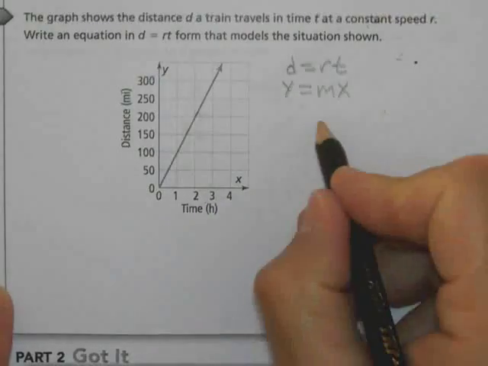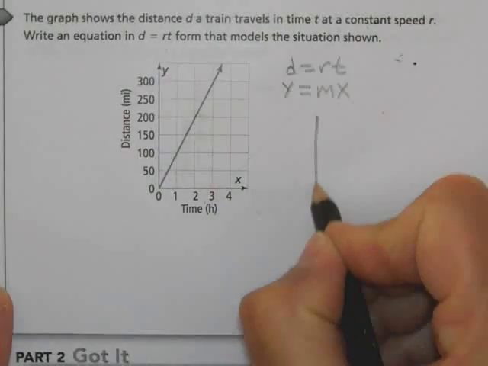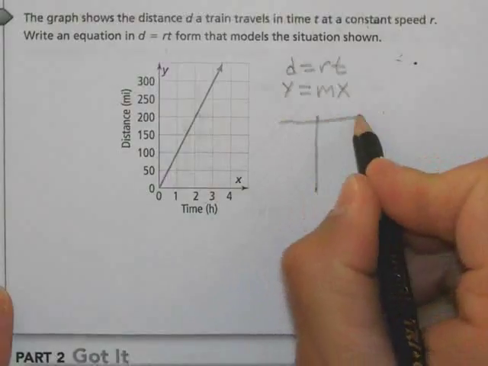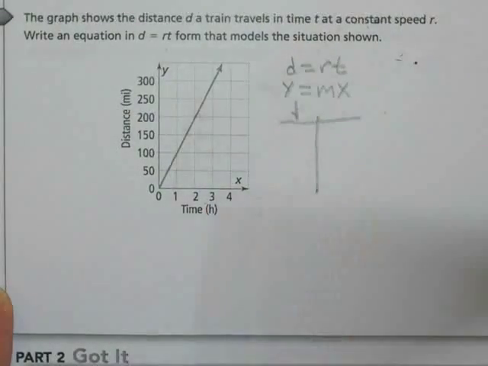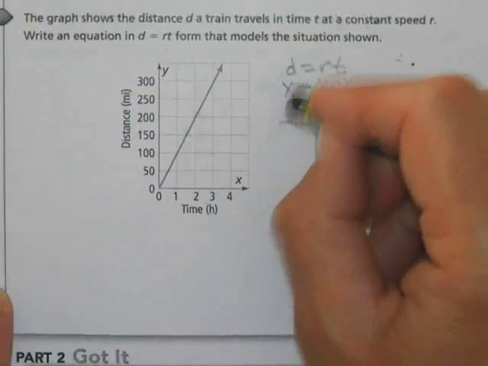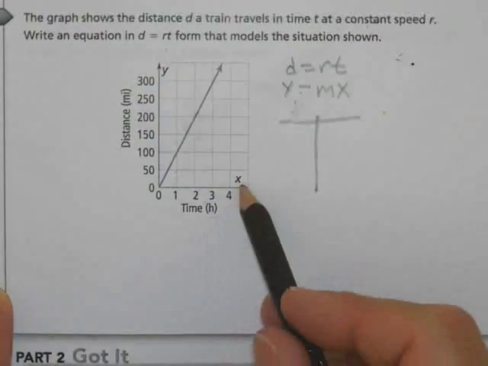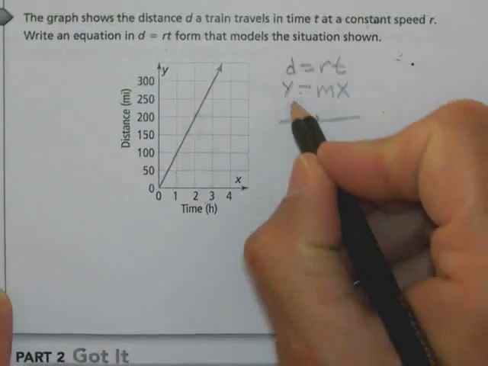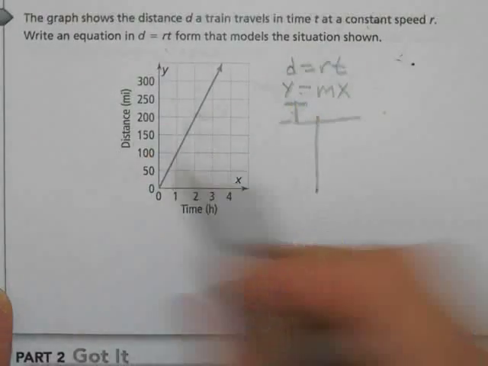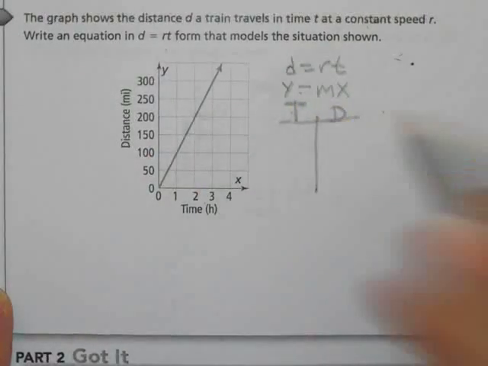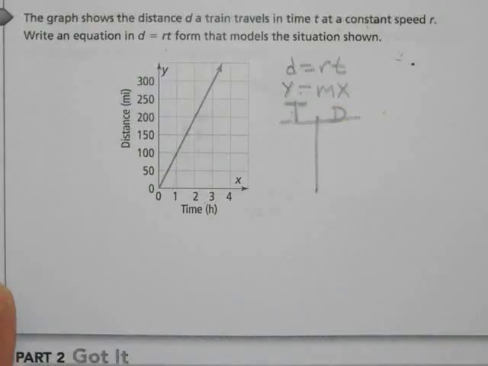So let's see. I'm going to make a table here. In this case, my y is distance, so I'm just going to write d. I'm going to switch that around. My x, as you can see, is time, so I'm going to write a t here for time. And my y would be distance, would be d. I'm going to use capitals just because it's easier.